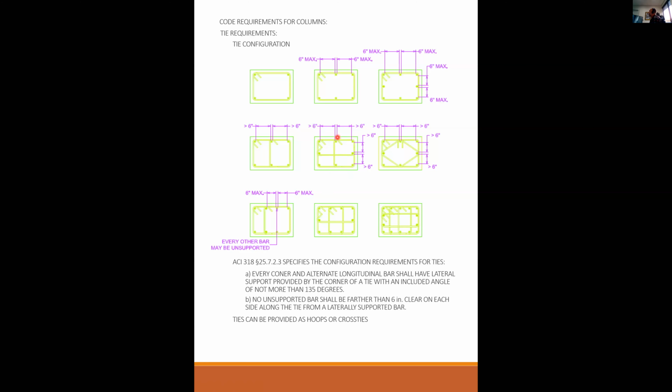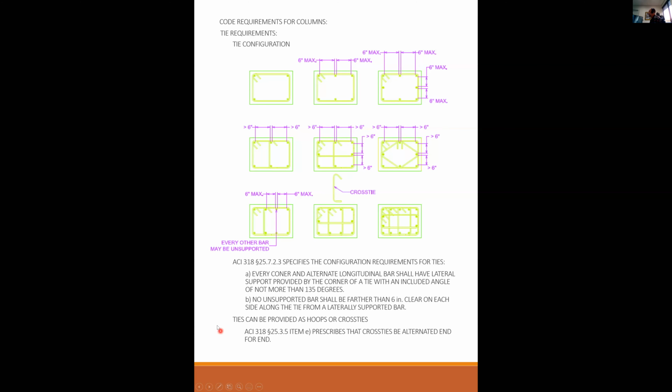But when you use these, you have to alternate them. You can't put the 135 on one side always. Every other cross tie has the hook flip-flop from one side to the other. And ACI 25.3.5 item E prescribes that cross ties be alternated end for end. That's what I was just saying. And that's the shape of the cross tie there.